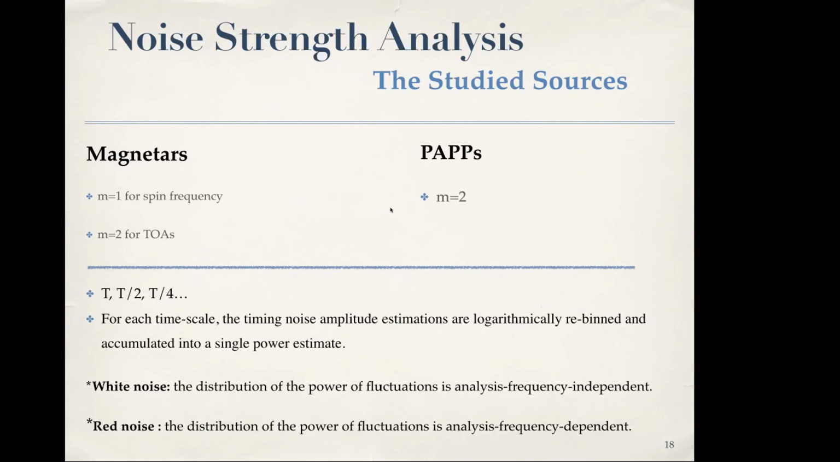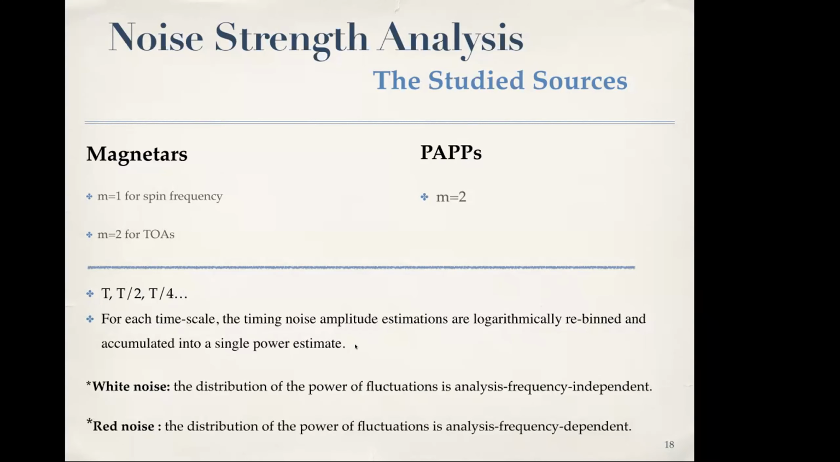Depending upon the sampling rate of the data, calculations are iterated for smaller time scales. Firstly we measure the timing noise strength for the maximum time span of the data, and after that we repeat the calculations for t/2, t/4, and so on until the smallest time scale for polynomial fitting or the measurement noise level is reached. For each time scale, the timing noise amplitude estimations are logarithmically binned and accumulated into one single power density spectrum.